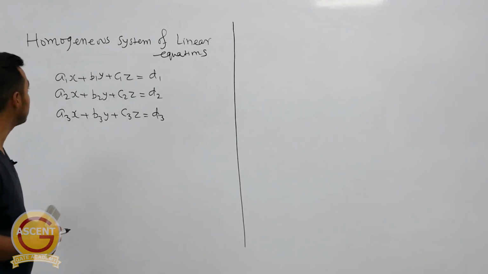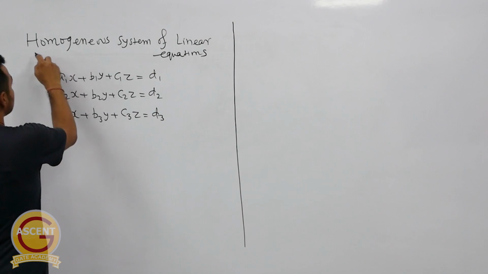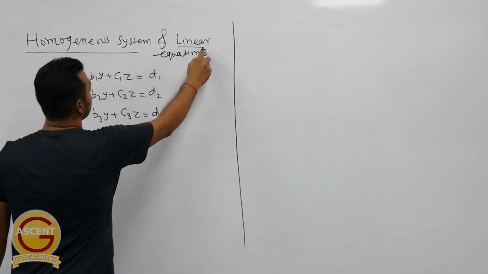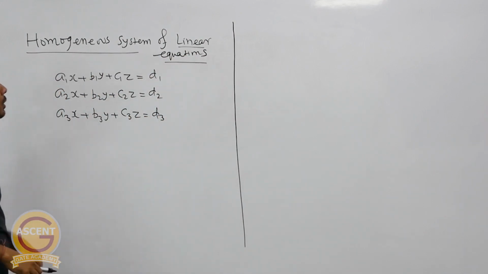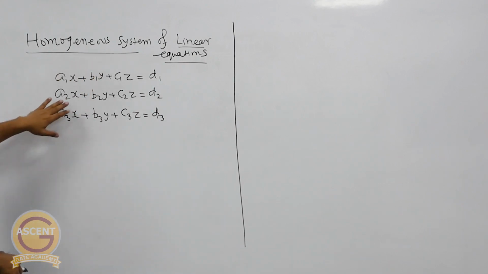So now our next concept is homogeneous system of linear equations. Here also, first we'll see what is this homogeneous system of linear equations, and then we'll see how to find consistency of homogeneous system of linear equations. So this was our earlier system of linear equations. We had three equations and three variables.